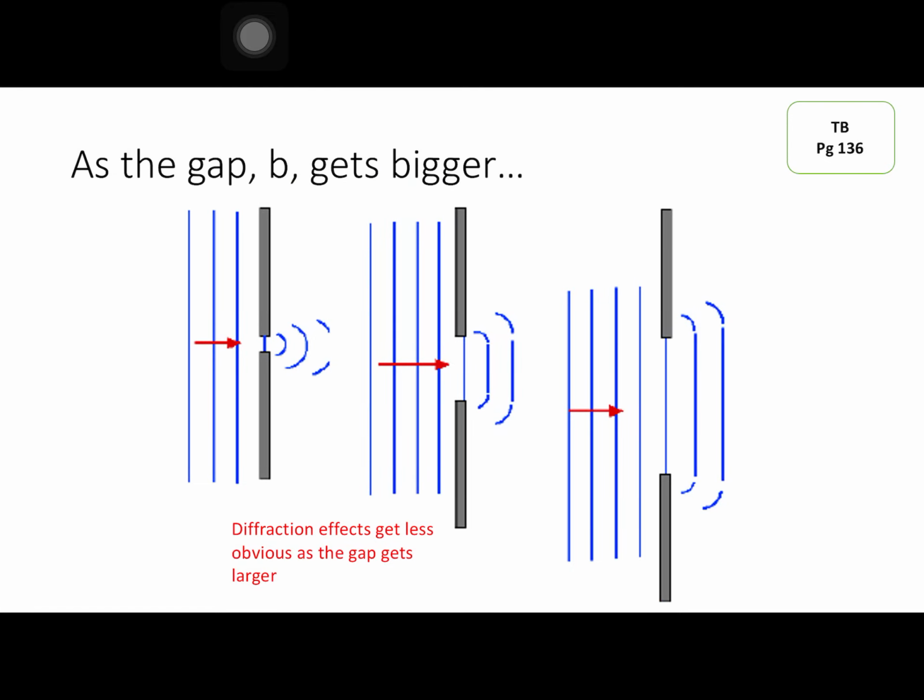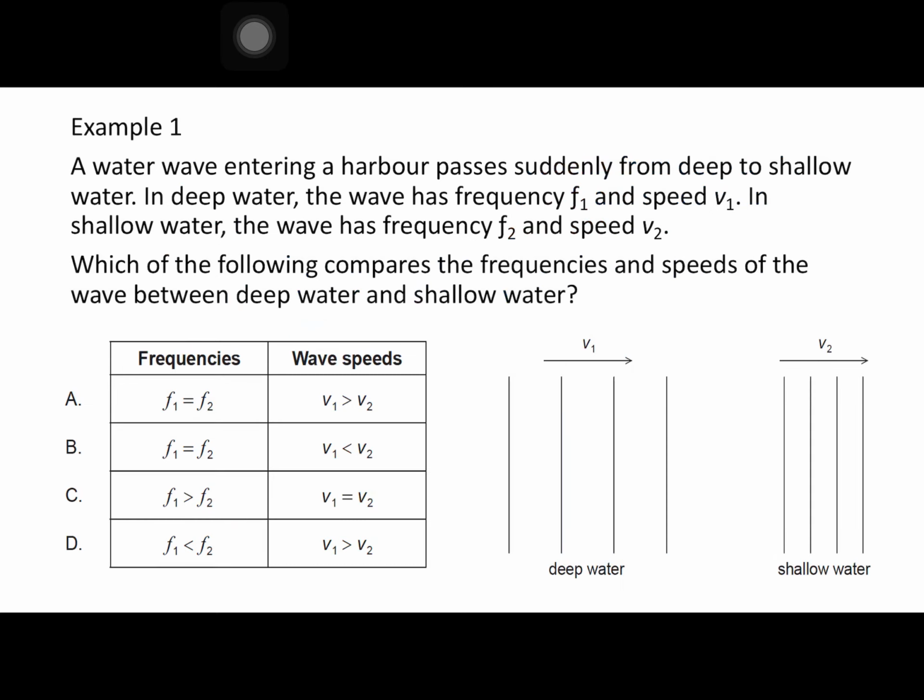Now, as the gap B gets bigger, you can see that the effects of diffraction get less obvious. It becomes straighter and straighter. So in order for diffraction to occur, meaning in order for your wave to become very curved, very bent, your wavelength must be about the same as or larger than the gap, the length of the gap.